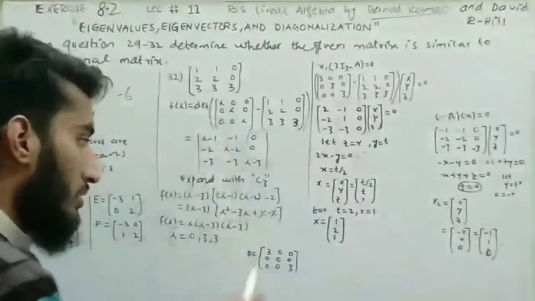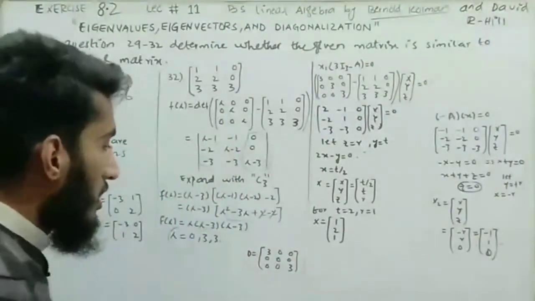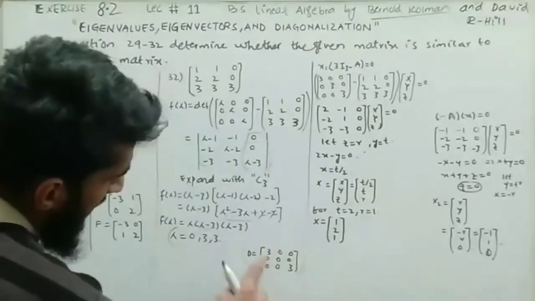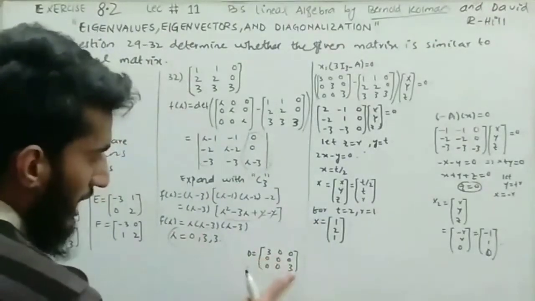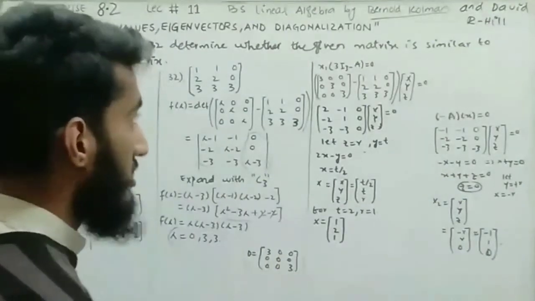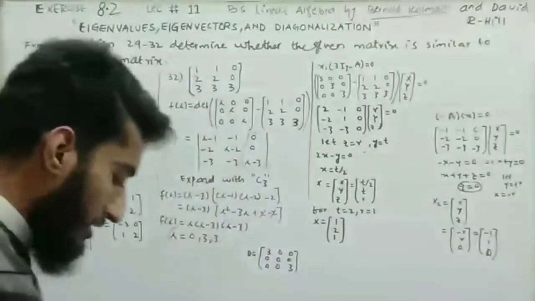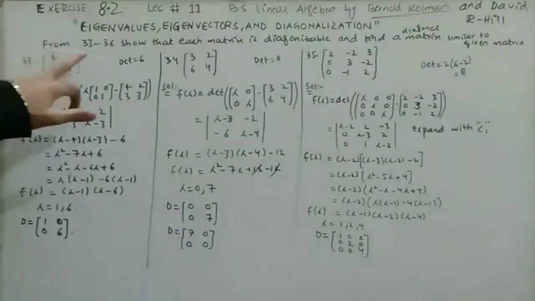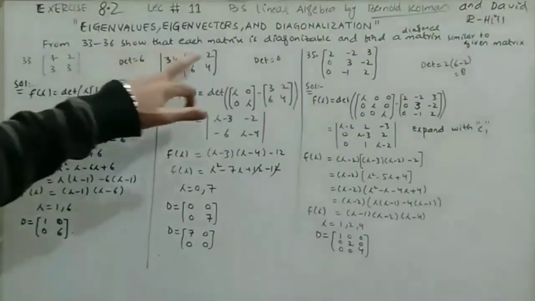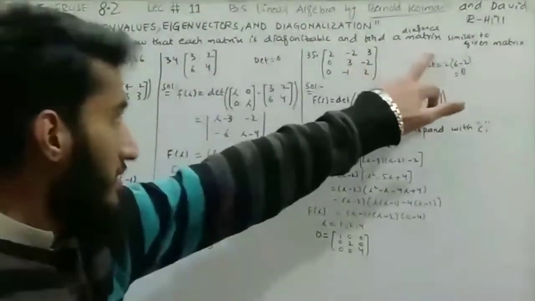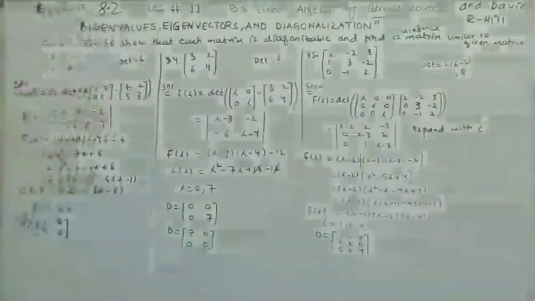Let's suppose this is the diagonal matrix. In this diagonal matrix, the non-diagonal entries should be 0, and on the main diagonal, the eigenvalues will lie. So this is actually the diagonal matrix, and similar matrices are also possible to this matrix. Now move toward question number 33. It says that from question number 33 to 36, show that each matrix is diagonalizable and find a diagonal matrix similar to the given matrix.